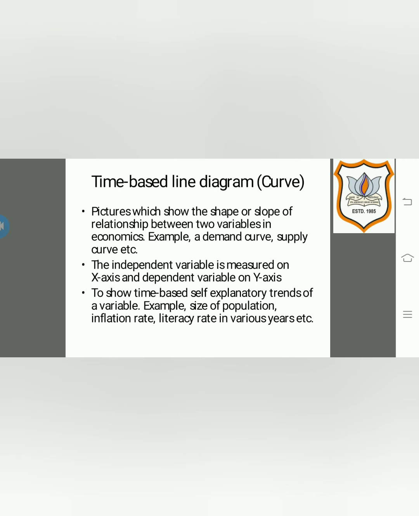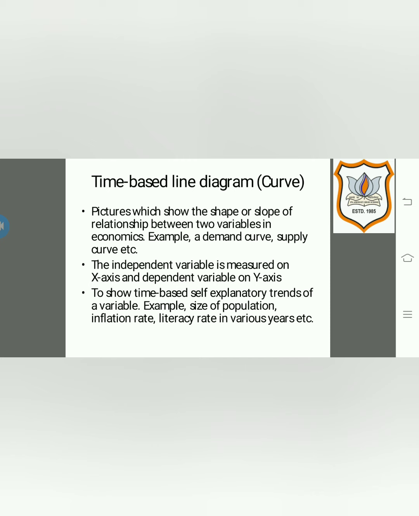Similarly, a supply curve has a positive slope which moves in an upward direction. It represents that there is a positive or direct relationship between price and supply. That means as price rises, supply also rises, and as price falls, supply falls. As we have studied earlier also, the independent variables are represented on the x-axis and the dependent variables are represented on the y-axis.